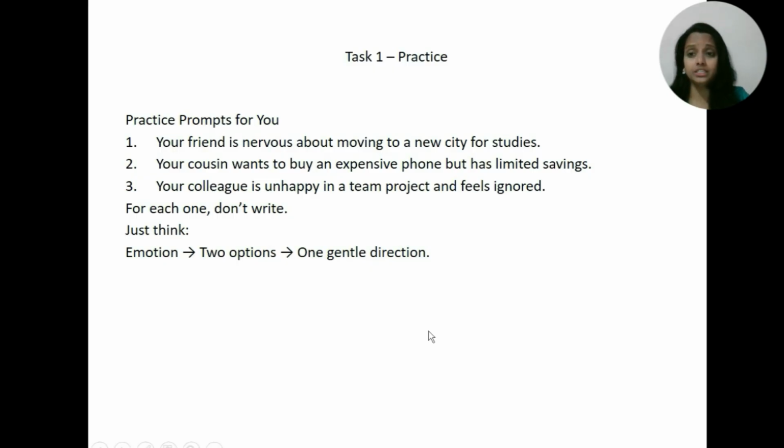I have some practice prompts for you, so you can practice whenever you get time. The first one is your friend is nervous about moving to a new city for studies. The second one, your cousin wants to buy an expensive phone but has limited savings. Third one, your colleague is unhappy in a team project and feels ignored. For each one, don't write. You have to think emotion, the two options, and then one gentle direction.